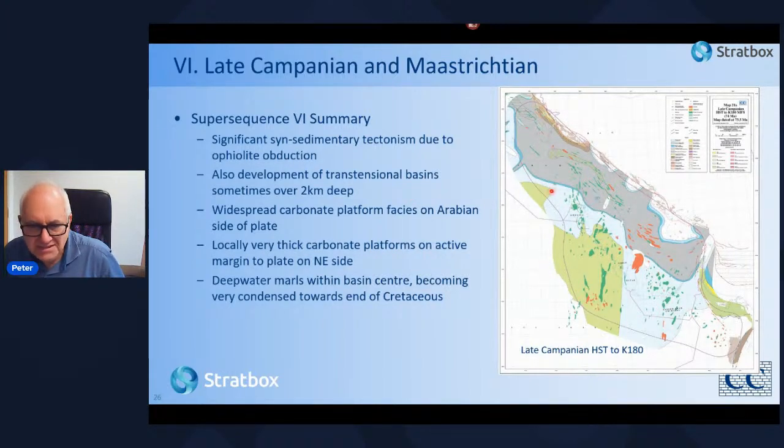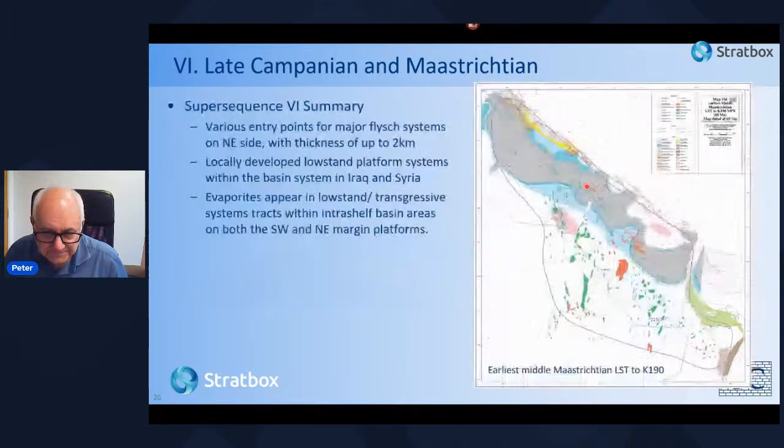We still have widespread carbonate facies on the Arabian side of the plate, and locally we have very thick carbonate platforms on the active northeast side of the plate where we have depositional highs. So this is the late Campanian high stand to the K180 maximum flood. And then the central part of the area is a zone of deep water deposition with marls, becoming very, very condensed towards the end of the Cretaceous.